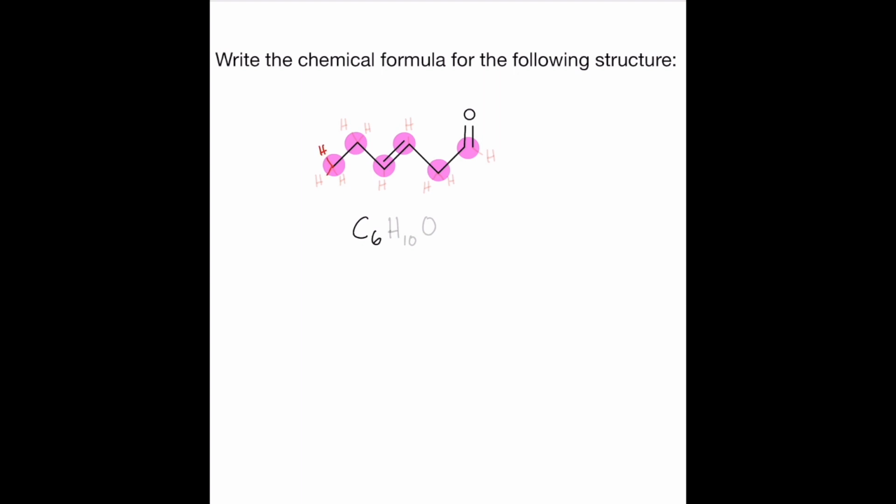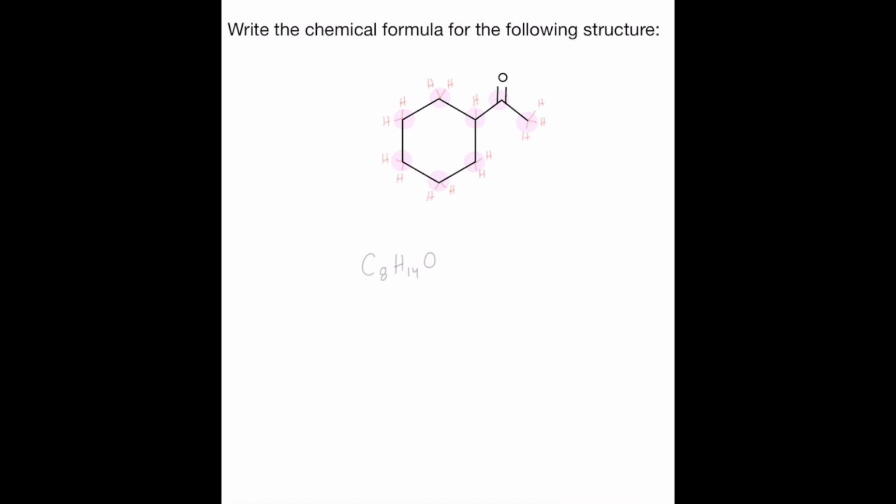On the methyl group, we have 3 CH bonds, and on the interior sp3 hybridized carbons, we have 2 CH bonds each, and on the alkene, they each have 1 CH bond to give a total of 4 bonds. The aldehyde has an H, and so that gives us H10. The O from the aldehyde gives us our oxygen, and that's C6H10O.